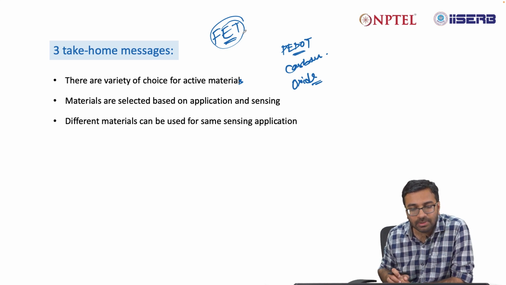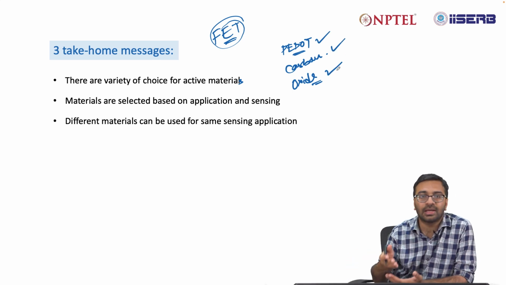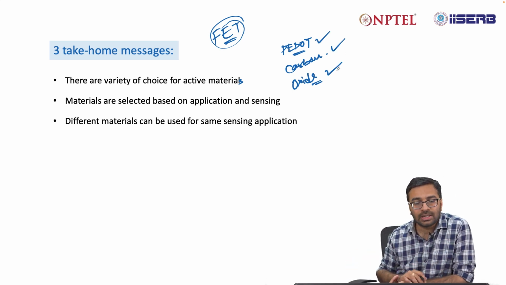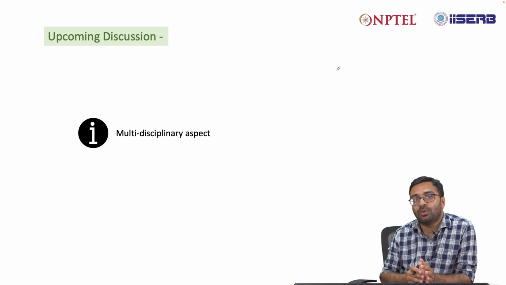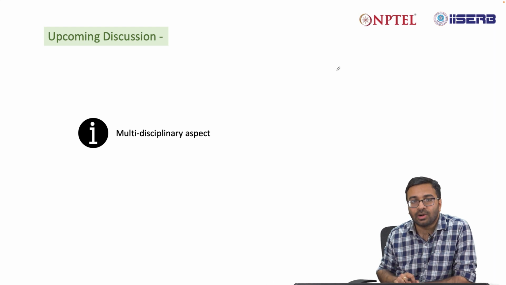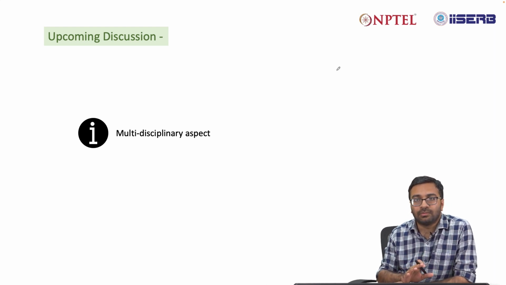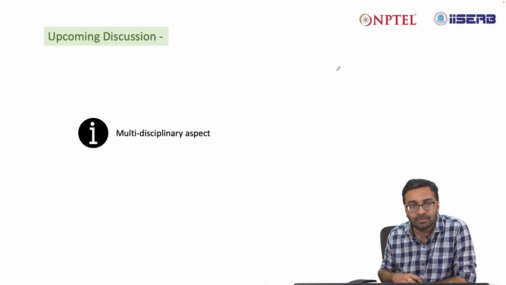Then, different materials can be used for the same sensing application. As I have said, different materials can be used for, say, temperature sensing. So these are the three take home messages, and in the next lecture we will discuss the multidisciplinary aspect of sensors, which is again important because a sensor is not limited to a single discipline. One has to know different information from different disciplines in order to make a sensor, not essentially for all sensors, but in most cases. We'll discuss this in the upcoming lecture. Thank you very much.